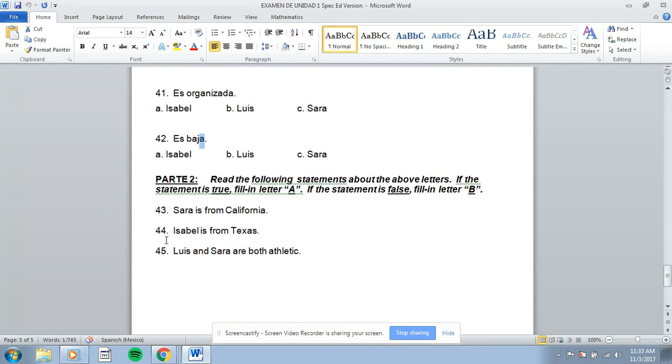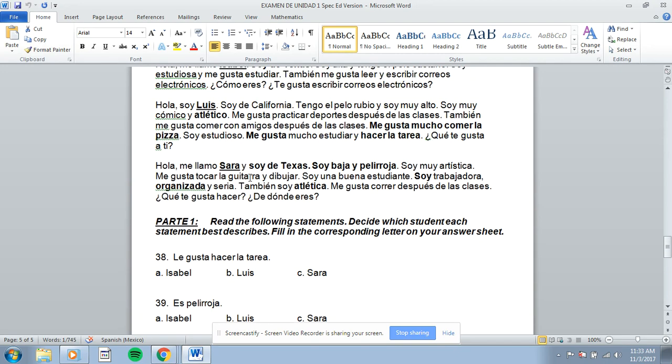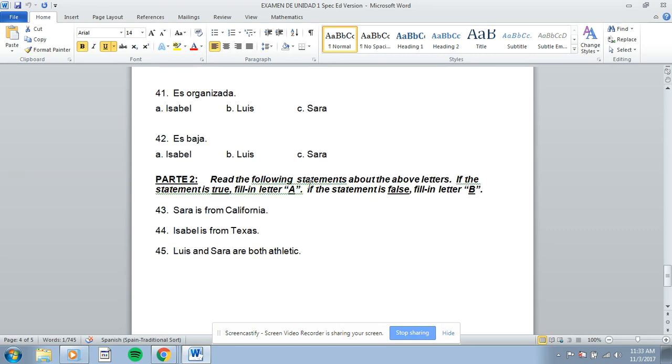For 43, 44, and 45, you're going to write a T for true or A for true. I'll take either one. And then you'll write F for false or B for false, either one, depending on if it's true or false. Sara is from California. So you look back at Sara, which is right here, and see if she is from California. If she is from California, then you put true or A. If she is not from California, then you put false or B.